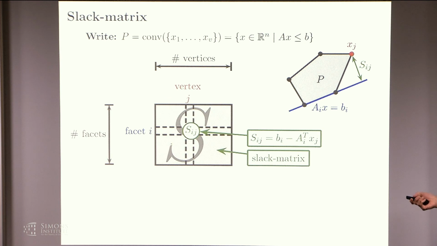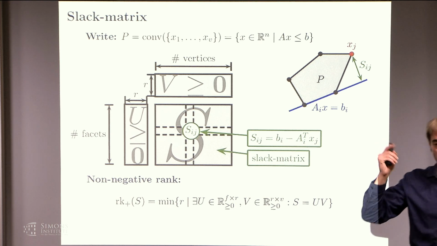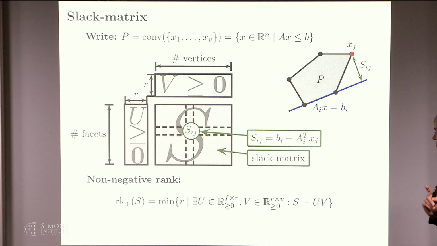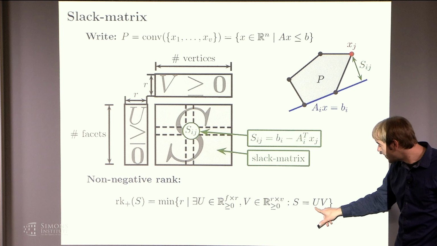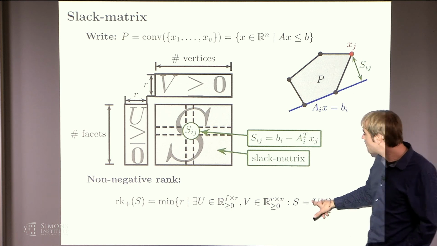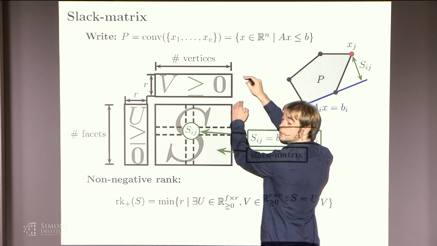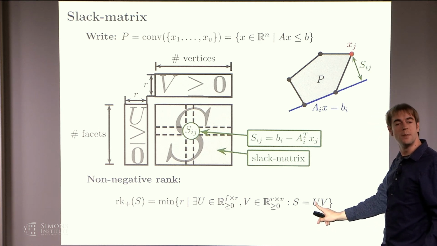For most polytopes, you have exponentially many rows and exponentially many columns. So the next concept that you'll need is what's called the non-negative rank. Probably everybody knows what the rank of a matrix is. The rank asks to factor a matrix as U times V, where these are smaller matrices, and you're trying to minimize the number of columns of the left factor and the number of rows of the right factor. The minimum number is your rank.